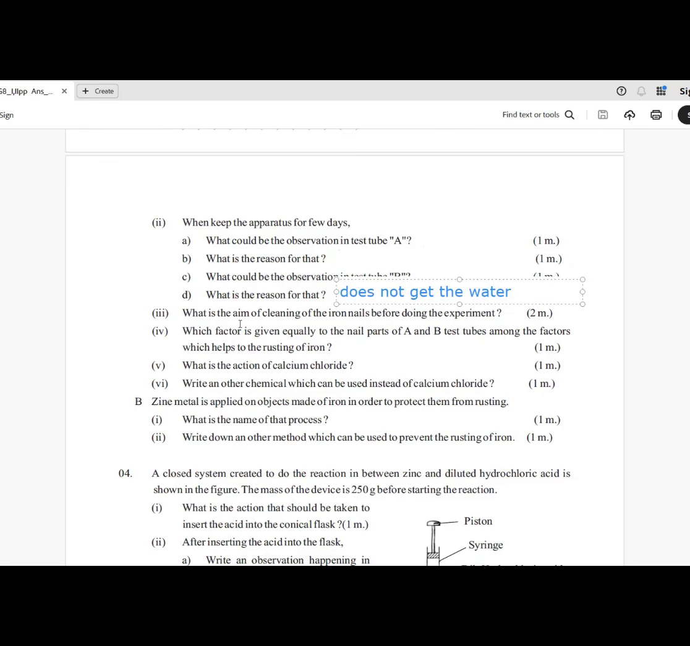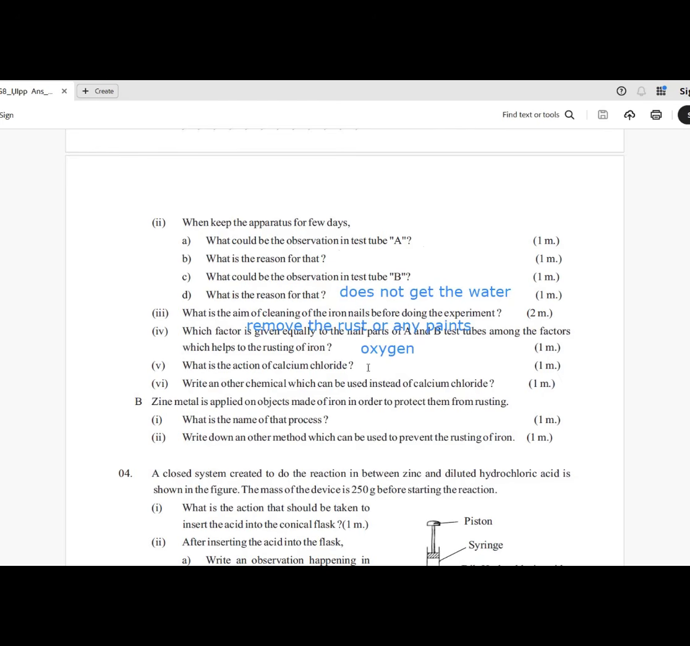What is the aim of cleaning the iron nails before doing the experiment? Remove the rust or any paints. Which factor is given equally to the nail parts of A and B test tubes among the factors which help the rusting process of iron? Answer: oxygen.